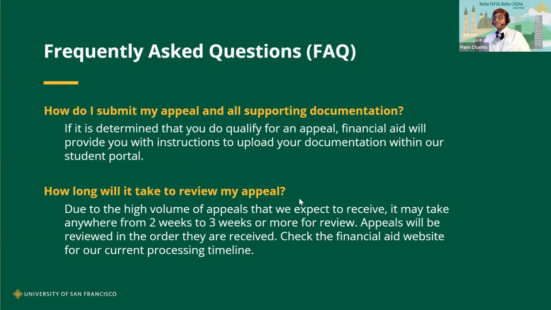How long will it take to review my appeal? Due to the high volume of appeals that we expect to receive and do receive, it may take anywhere from 2 to 3 weeks or more for review. Appeals will be reviewed in the order that they are received. Check the financial aid website for current appeal processing time. The Student Forms portal will also show you what status your appeal is in, whether it's waiting to be reviewed, or if we're reviewing the documents you submitted, and if it's approved or denied.